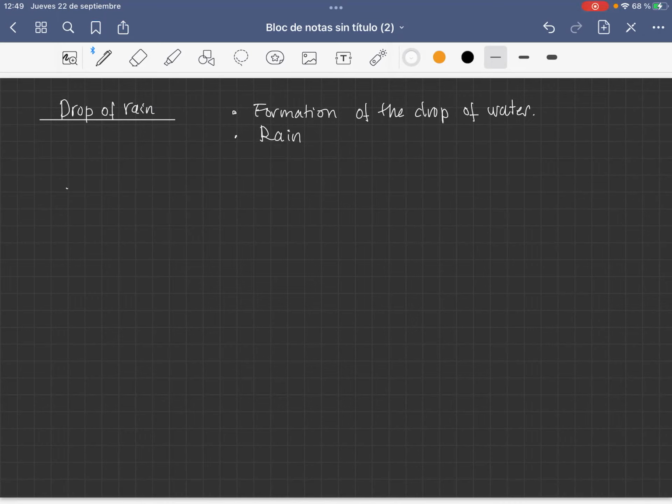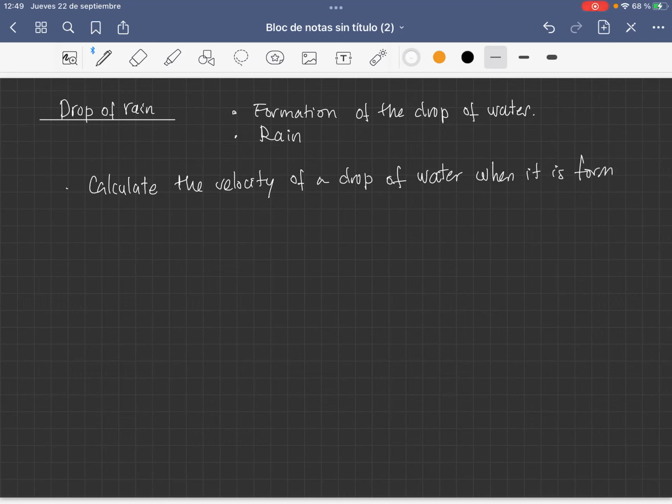So our aim is to calculate the velocity of a drop of water when it's formed in a cloud right when it's going to start raining.